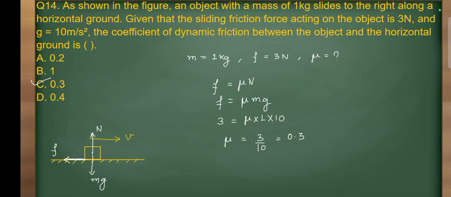We know that friction is equal to mu times N. Here normal force is balanced with the gravitational force. So N will be equal to mg. We will put the value of friction force, that is 3 Newton, and mass is equal to 1 and g is equal to 10. Then we will get mu is equal to 3 by 10, which is 0.3. So option C is correct.